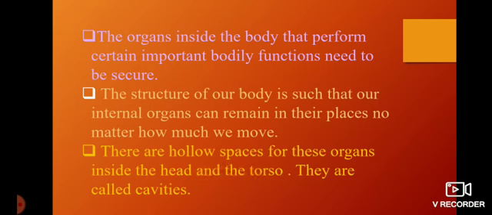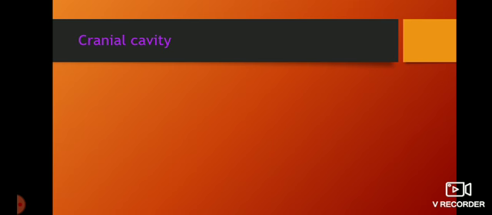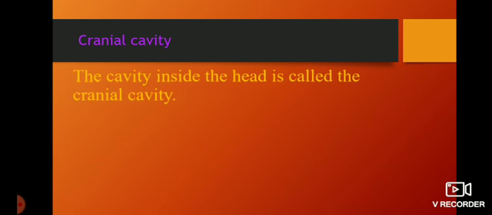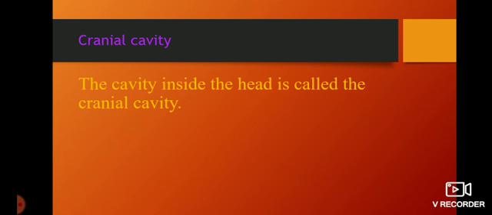There are hollow spaces for these organs inside the head and torso. They are called cavities. What are they called? Cavities. Next is the types of cavities. First is the cranial cavity. The cavity inside the head is called the cranial cavity.